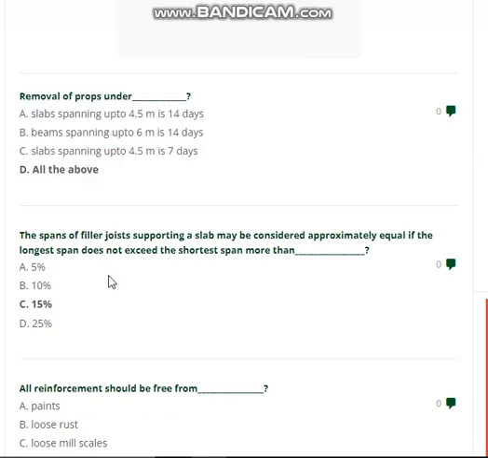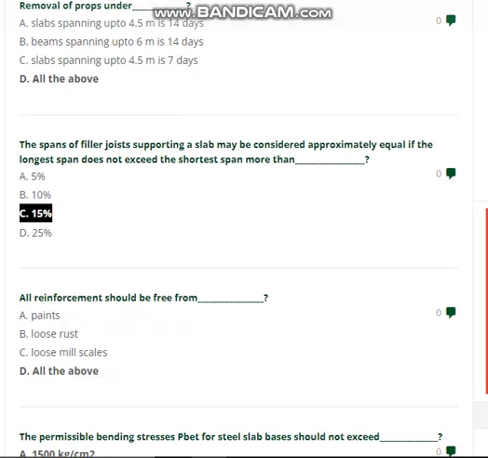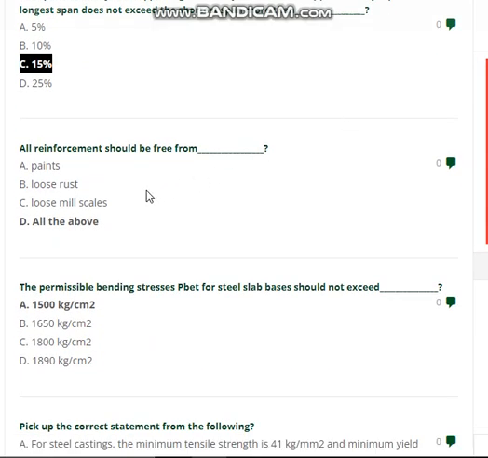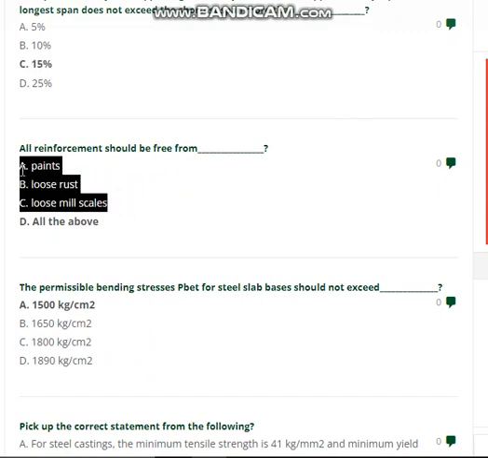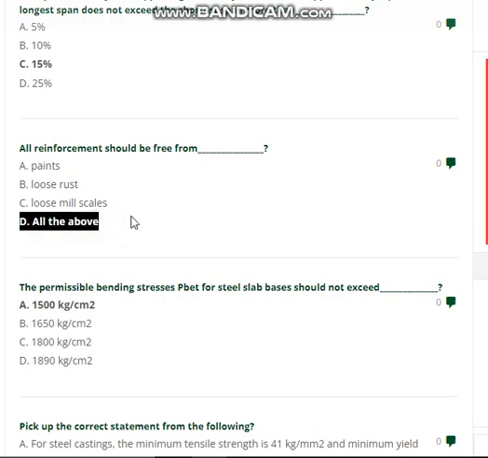The span of a joist supporting a slab might be considered approximately equal if the longest span does not exceed the shortest span by more than 15%. All reinforcement should be free from all of these: scale, loose rust, loose mill scales. All of these are correct answer.